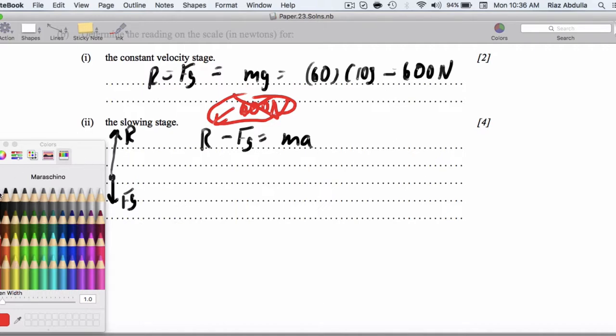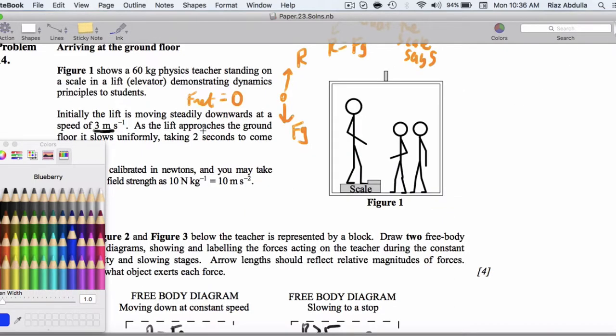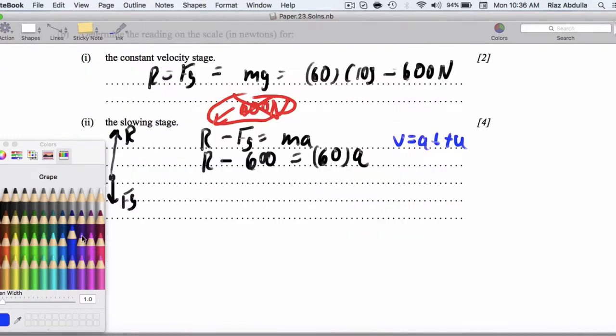So let's put in what we do know. We have R as an unknown. Fg is 600 newtons, which we got from before because the weight doesn't change, and then 60 times the acceleration of the elevator. So we have to get the acceleration of the elevator based on the data. Of course, I'm going to grab a data booklet equation, v equals at plus u, and put in the numbers we have. It takes 2 seconds to come to rest from 3 meters per second. So we have 0 equals a times 2 plus 3.